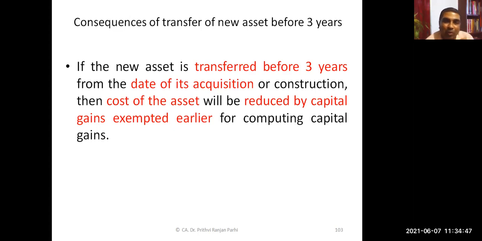For example, let us say you acquired a new house for 50 lakh. Earlier, the capital gain was also 50 lakh, that was exempted. And now within 3 years, you are transferring this new house. After 3 years, you can transfer. No, within 3 years, you are transferring the new house. When you are transferring the new house, what will be the cost of acquisition? Consideration you will be getting minus cost of acquisition. Cost of acquisition in this case will be nil because the cost of acquisition is 50 lakh, but 50 lakh was exempted earlier. So whatever amount was exempted, that will be reduced from the cost.